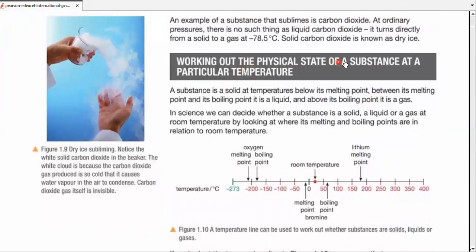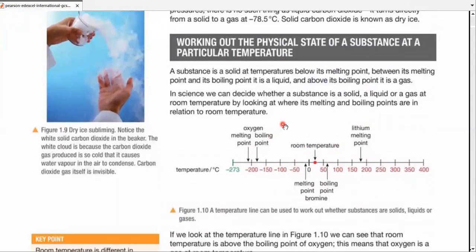Now, working out the physical state of a substance at a particular temperature. This is a very important topic. This is how they use the melting or the boiling points in questions in previous papers. A substance is solid at any temperature below its melting point. In between melting and boiling point, it's a liquid. And above the boiling point, it's a gas. So if you're given the melting point and the boiling point, you can find out its state of matter at any given temperature.